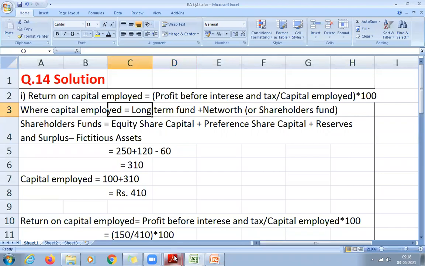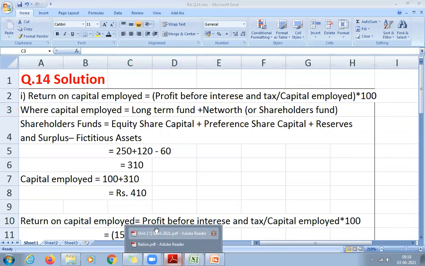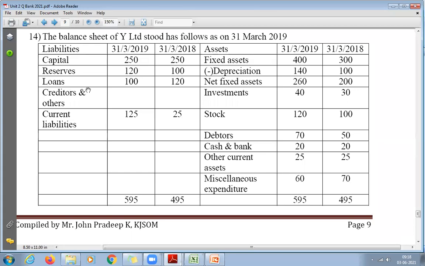So in our question, he has given us loans. He has not given debentures or bonds, but he has given loans. So loans are a long-term fund. Actually, I think it is in crores, I forgot to write that. So 100 crores is a loan, and that is a long-term fund.